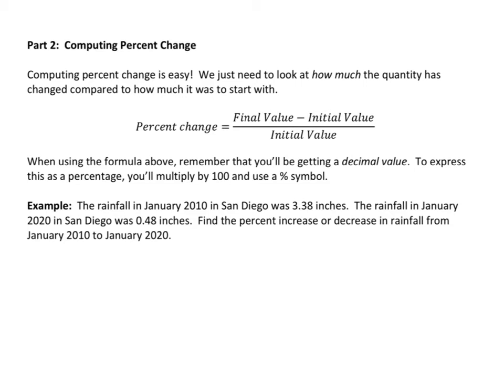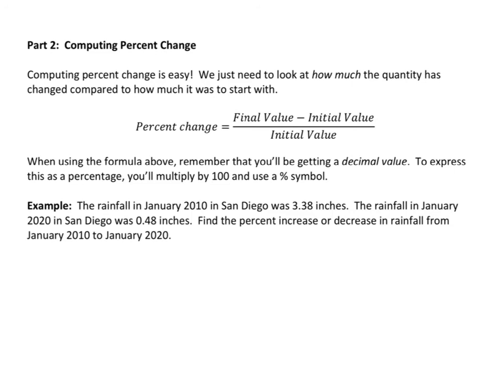So to compute percent change, we have this really simple formula. You take your final value, the amount that you ended up with, minus the initial value. So this top is basically giving you how much the value changed by, divided by how much we started with. Okay. Now remember, when you use this formula above, you're going to be getting a decimal value.